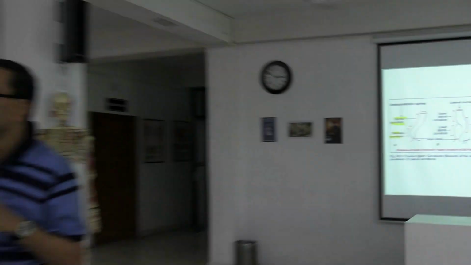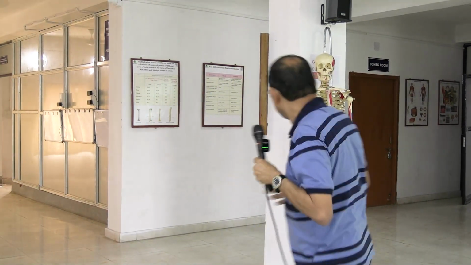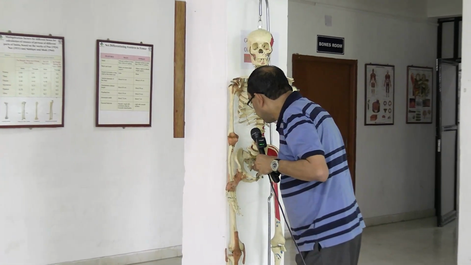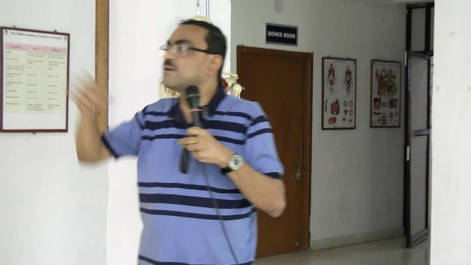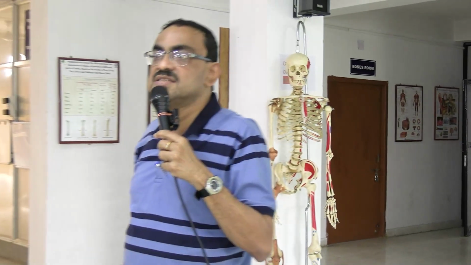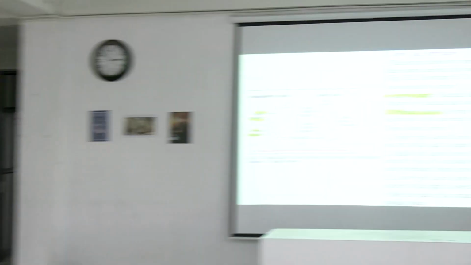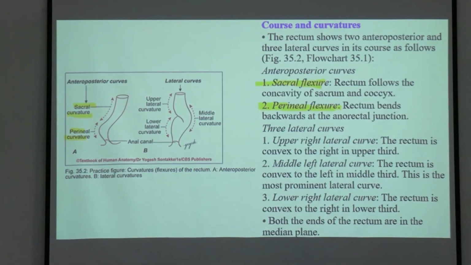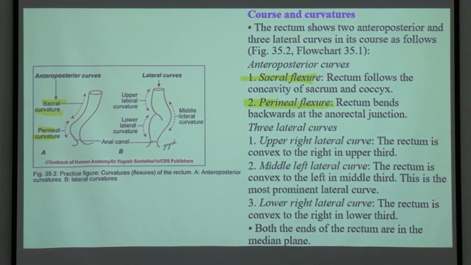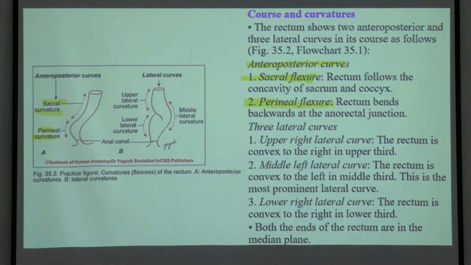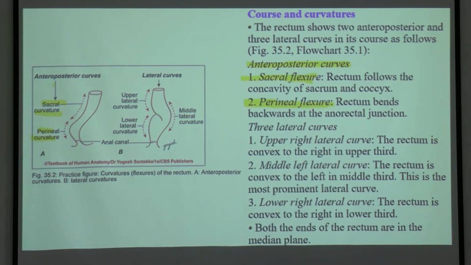Then it is folded like this. Okay, so that is the perineal curvature. From here, from the tip of the coccyx, it folds backwards to be continued as anal canal. So there are two curvatures, sacral curvature and perineal curvature. These curvatures, sacral curvature and perineal curvature, we can see anteroposteriorly.